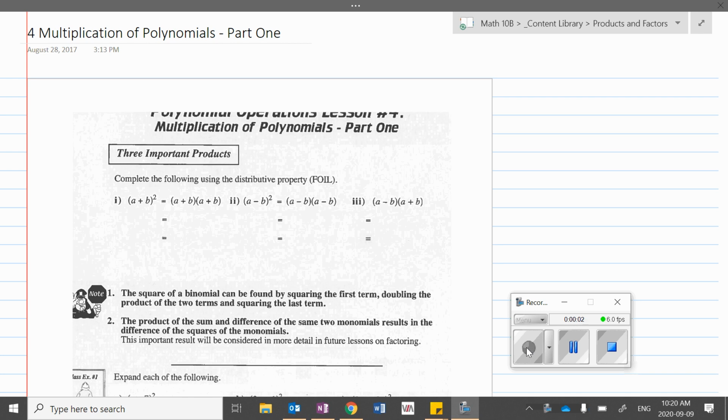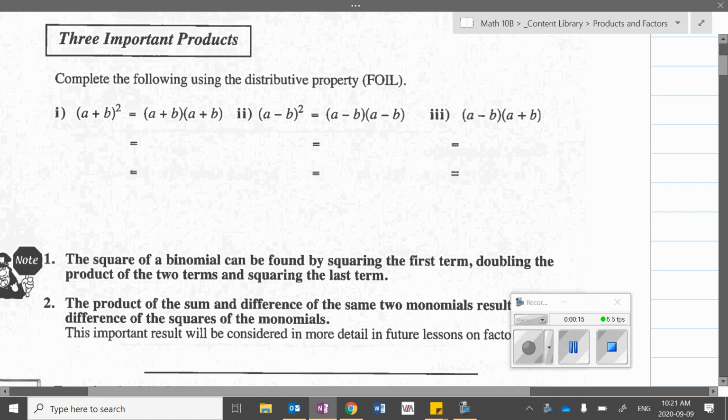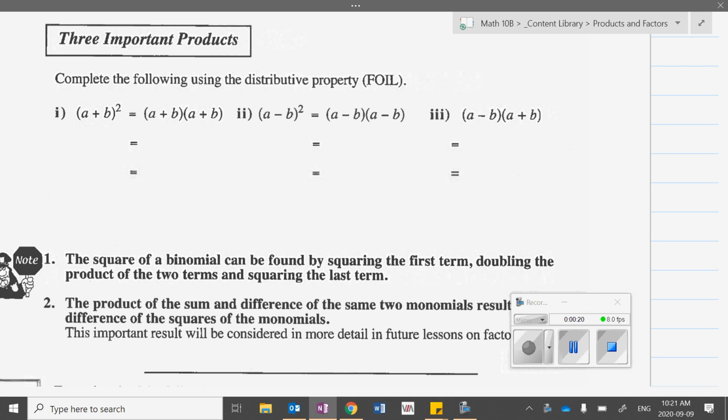So lesson 4 is on page 293. Let's go over a key piece of information. 293. So at the very top, it says complete the following using distributive property or FOIL. So the first example is (a plus b) squared.